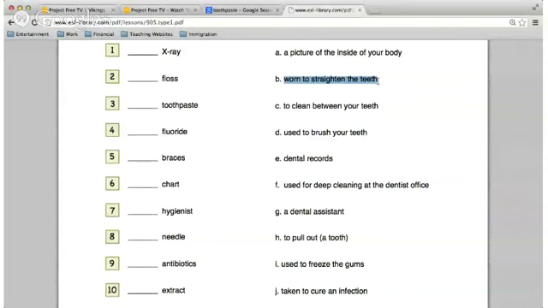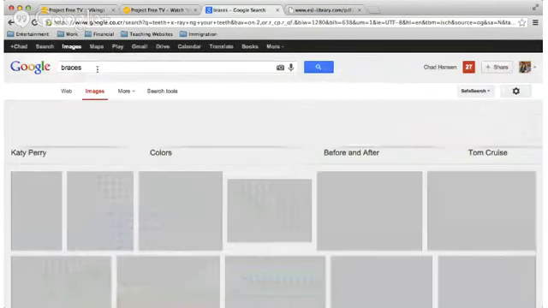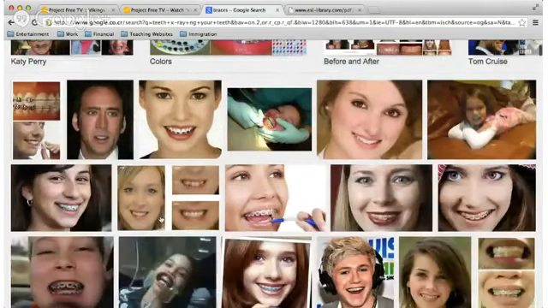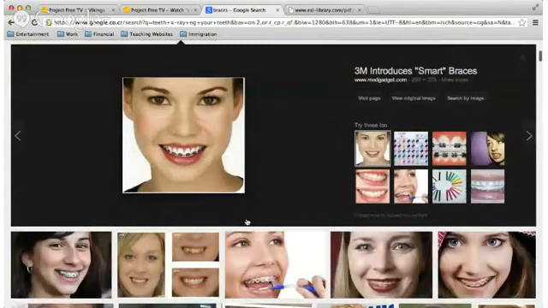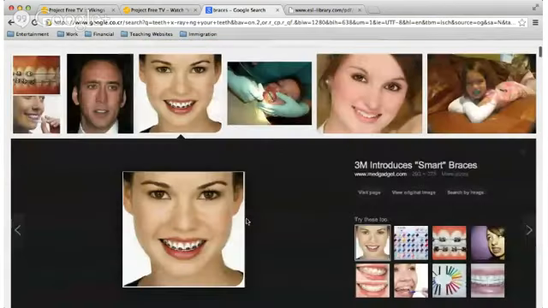Good, good. All right, so let's take a look at braces, you guys. Okay, there we go. So these here on the teeth, those are called braces. And there's all different kinds. You can get all different colors, but yeah, braces. That's what those are called.